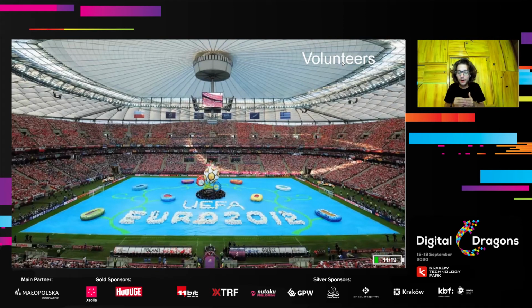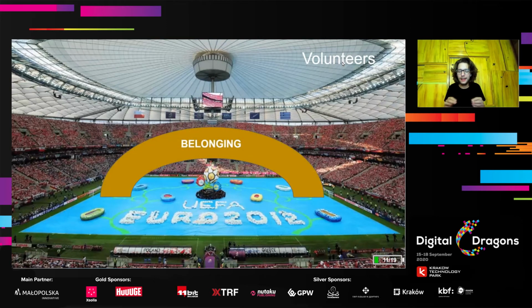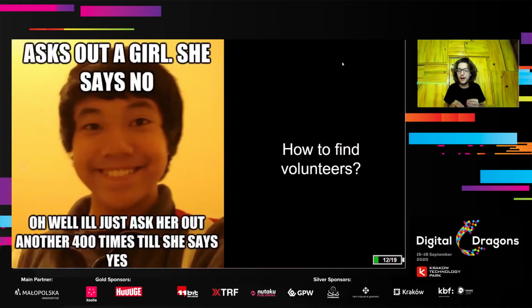And I don't know if it's relevant for Poland, but in Ukraine, each third CV for gaming companies contains info about volunteering during Euro 2012. Why? Because of the belonging, and we will be talking about belonging even more during the next slide. So the answer is volunteers, but how to find them?